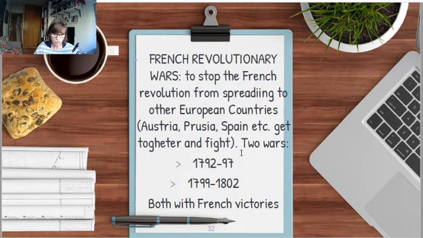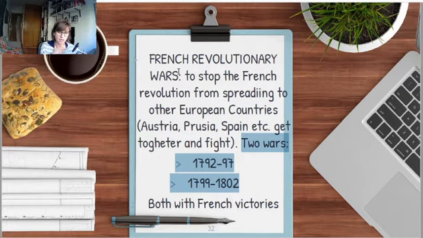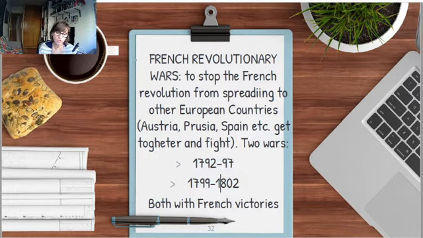These are the 2 wars. These are the French Revolutionary Wars, fought to stop the French Revolution from spreading to other European countries: Austria, Prussia, Spain, etc. They get together and fight against France in 2 wars. You have the dates, both with French victory.